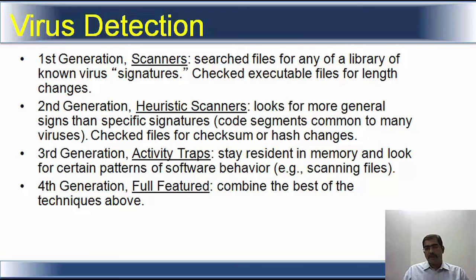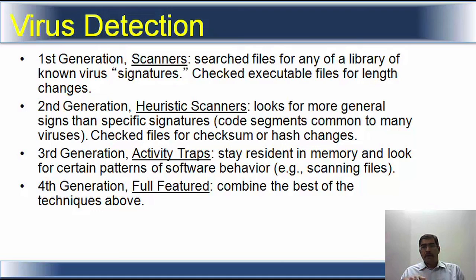The second generation was the heuristic scanner. It looked for more general signs than specific signatures, that means code segments common to many viruses. It also checked the files for checksum or hash changes. Every file has a checksum or a hash. The second generation virus detection software checked for a change in checksum, or a mismatch in hash.